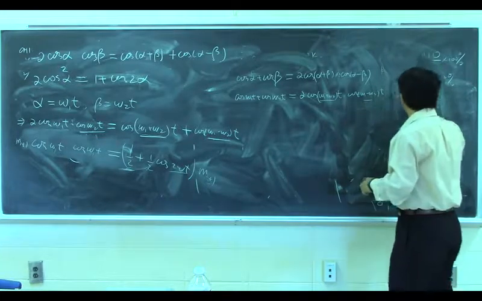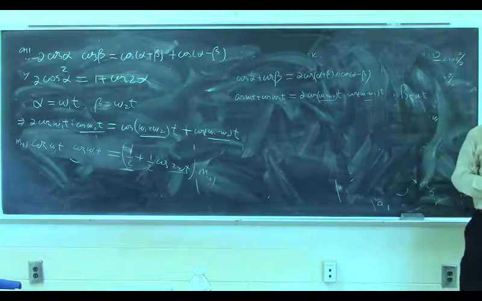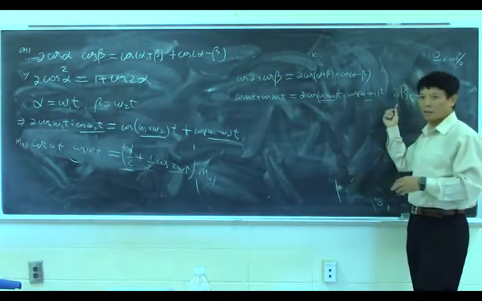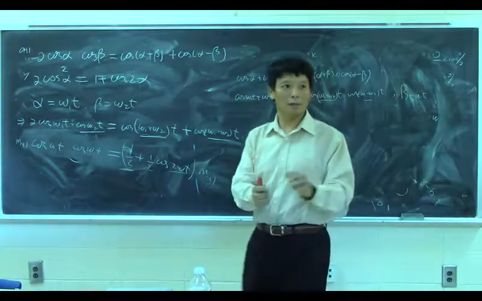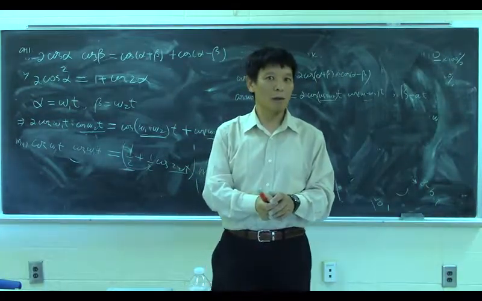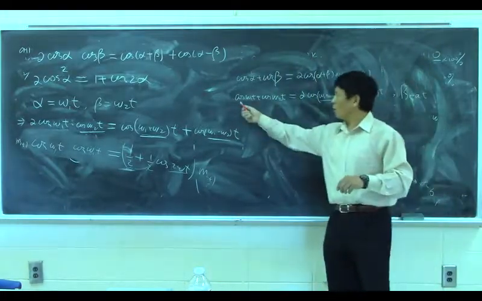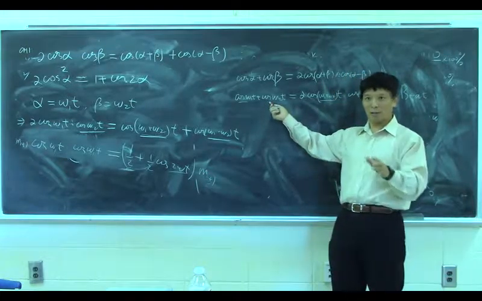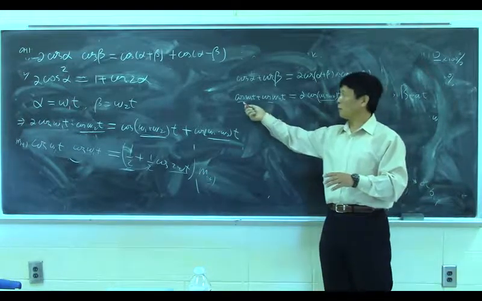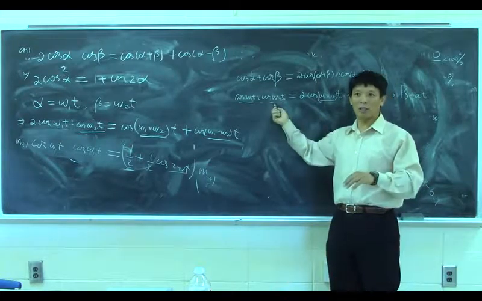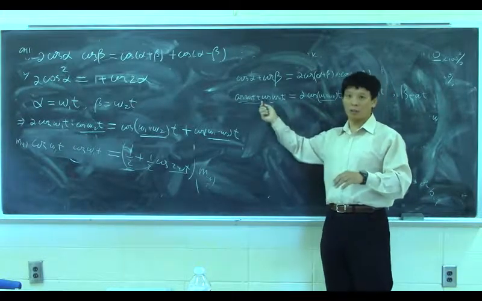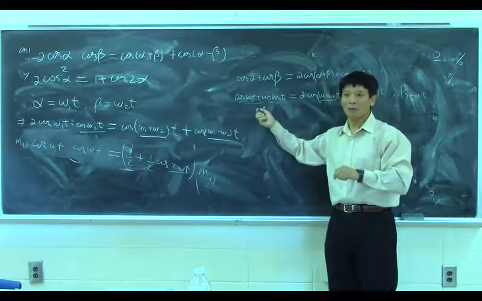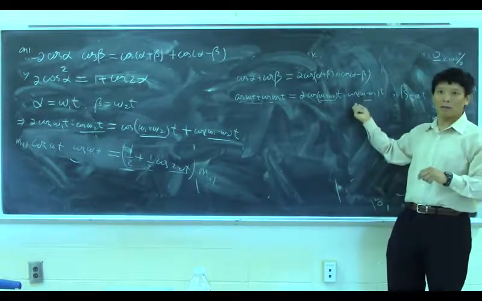This is called a beat. This one is called modulation, this one is called demodulation. This is a beat. So anyone play guitar? If you have one string, that gives you one frequency, right? If you have another adjacent string, it gives you another frequency. If you strike these two strings at the same time, actually you have two signals, but you add them up together. What you get is this one. So what is this?